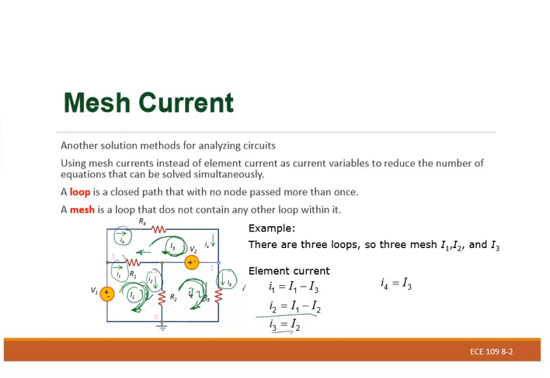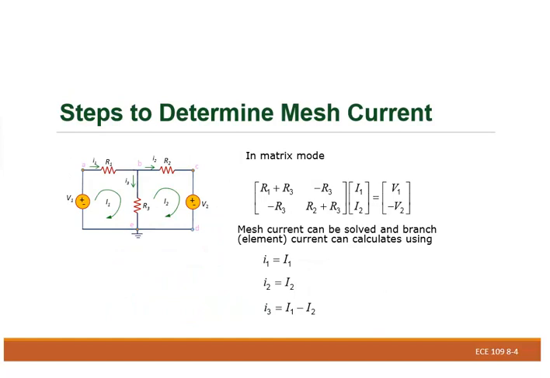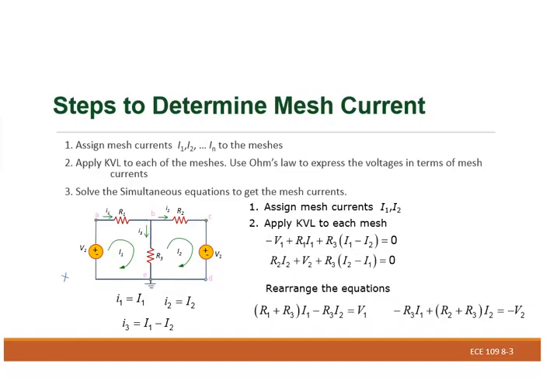Okay, let's see how we're gonna apply. This is first example here. So when we look at here, we see two loops here. We call I1 here, mesh current. This is capital I2 here. Okay, we have lowercase i1, i2, i3. Those are defined here. So we define them.